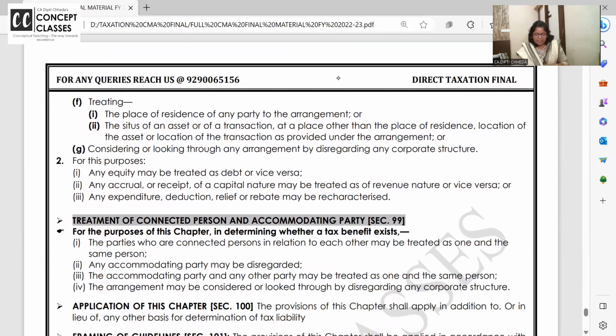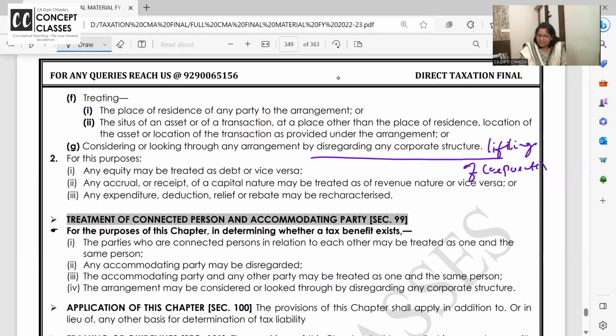Treating the place of residence of any party to the arrangement, or the status of the asset, at a place other than the place of residence, location or caste and all, considering or looking through the arrangement but disregarding the corporate structure. Write here: lifting of corporate veil.